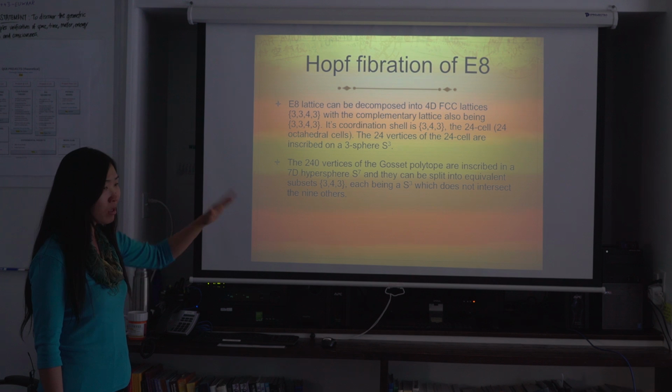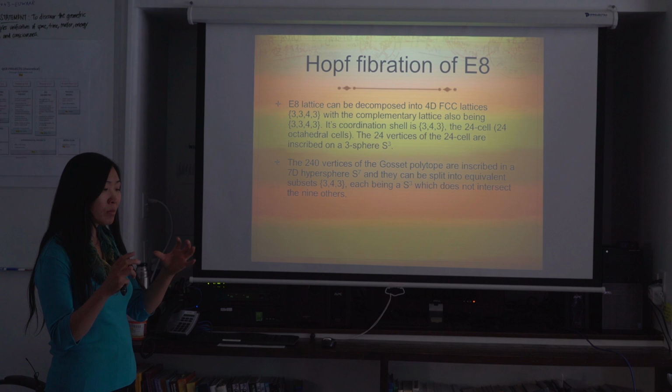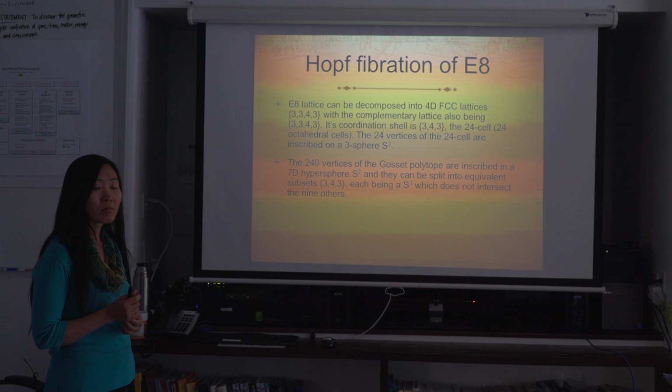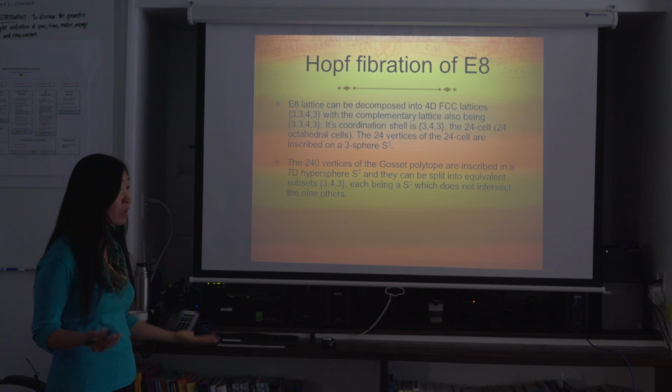So the Hopf fibration is a methodology? What is it? It's like you split this object into these rings or spheres that don't intersect with each other. Is that applicable any time you can do that? Or does it only apply to E8, and you can only do it for S3, S7, S15? I don't know about the others.